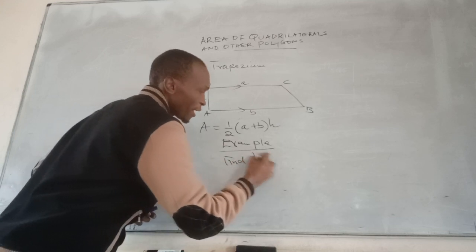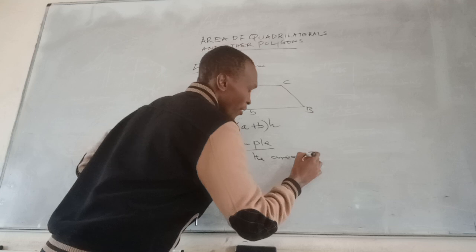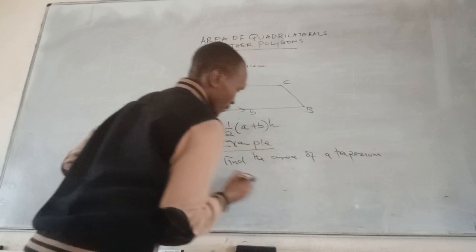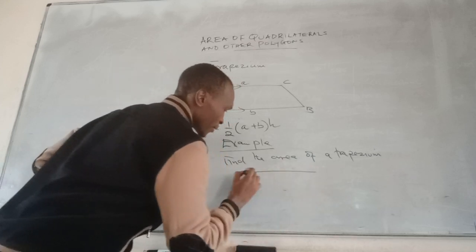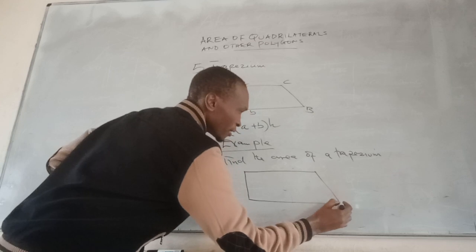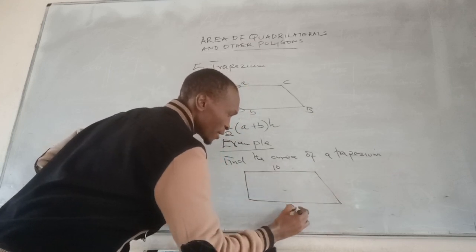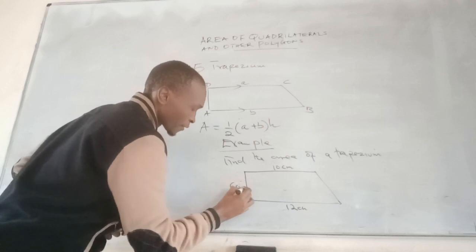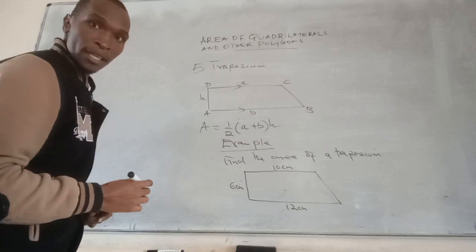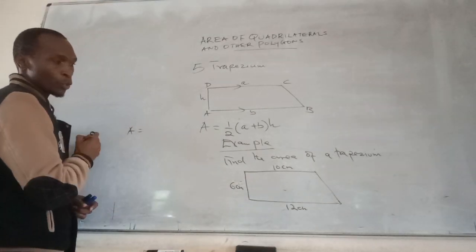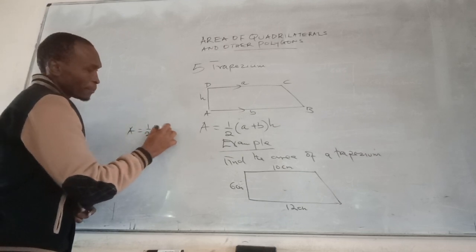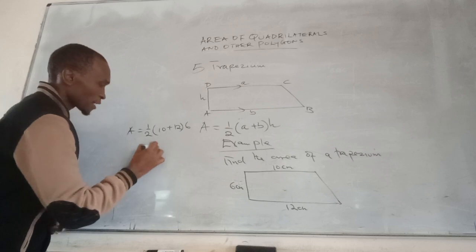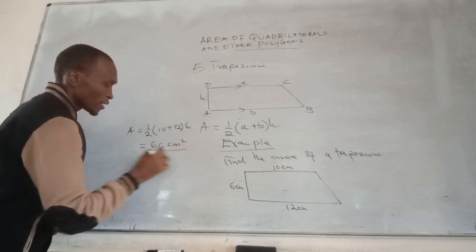So as an example, find the area of a trapezium. We have a trapezium with parallel sides 10 centimeters and 12 centimeters, and then we have the height as 6 centimeters. Find the area. So in this case, area will be equal to half into 10 plus 12 times 6. So in this case, we have 66 square centimeters as the answer.